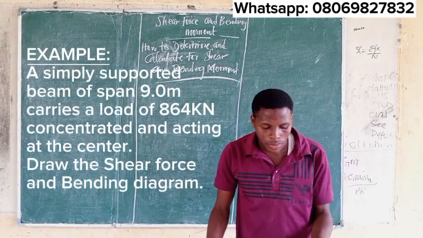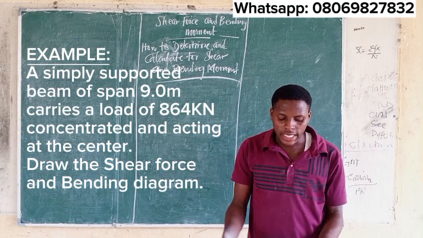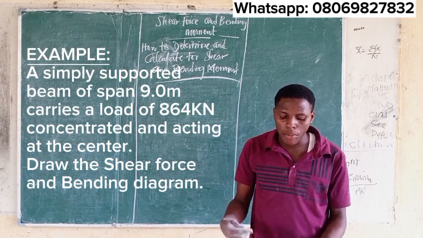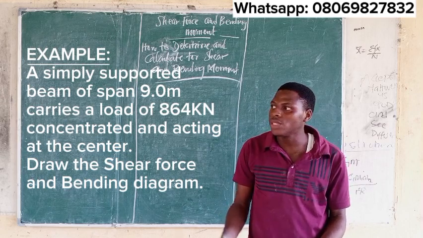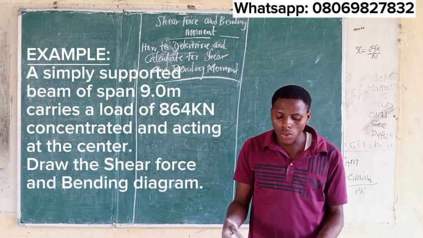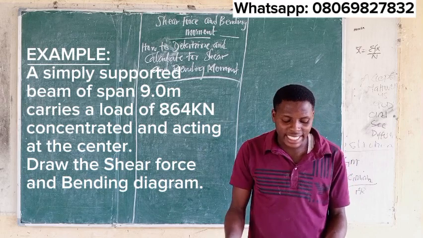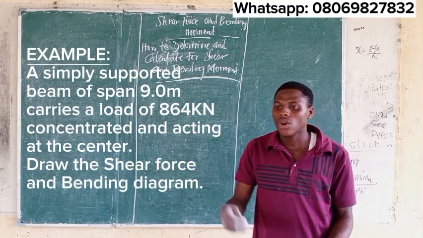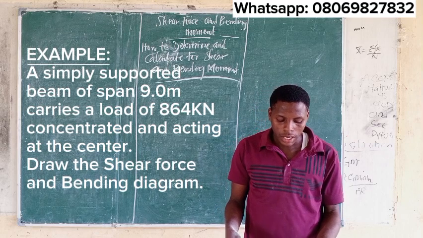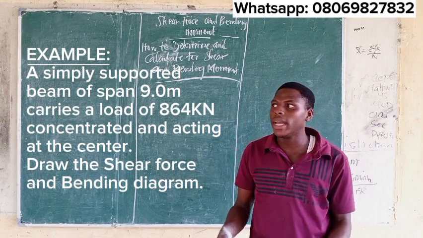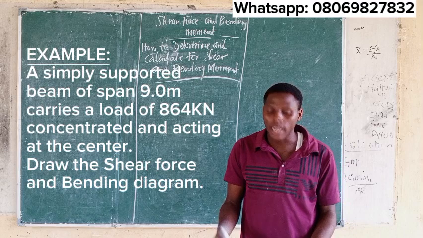Now take down this. A simply supported beam of span 9.0 meter carries a load of 864 kilonewton, concentrated and acting at the center. Draw the shear force and bending moment diagram.